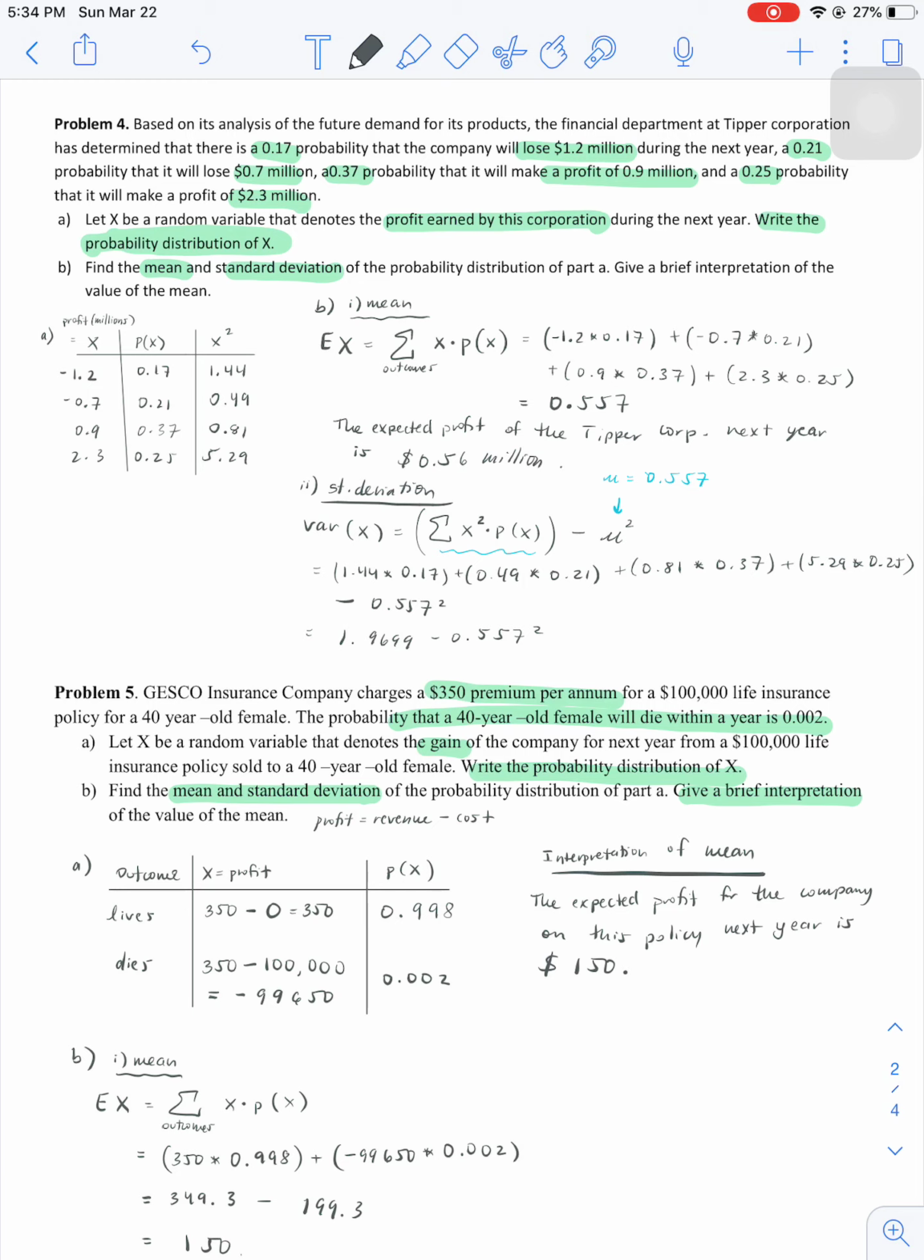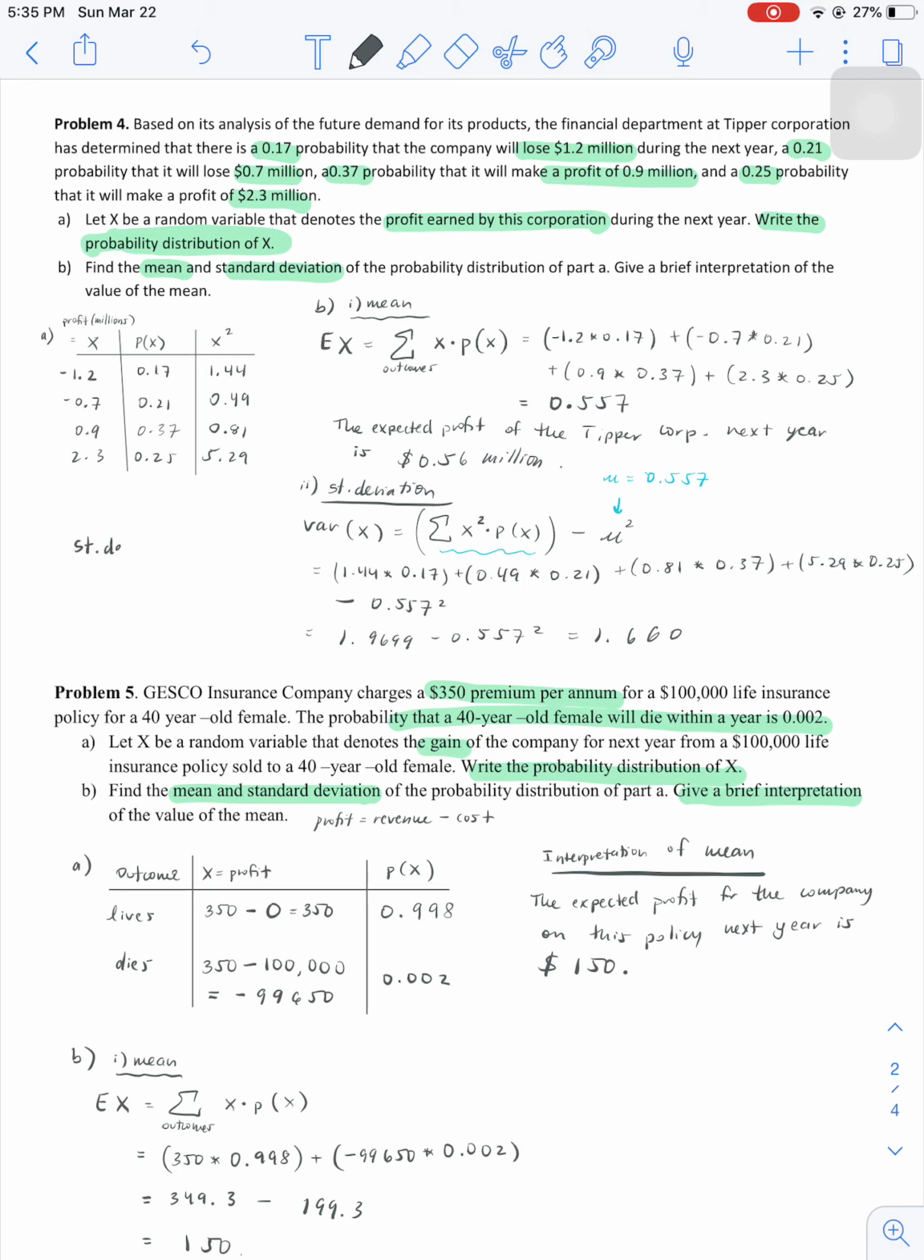And see what we get. And that should work out to be 1.659. Well, let's round that just to 3 places. That should give us 1.660. Remember that that's our variance.